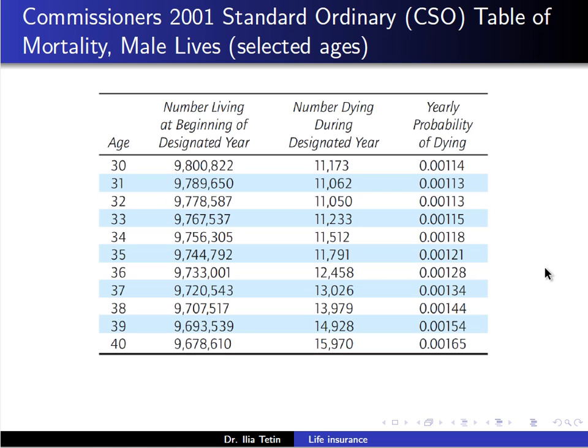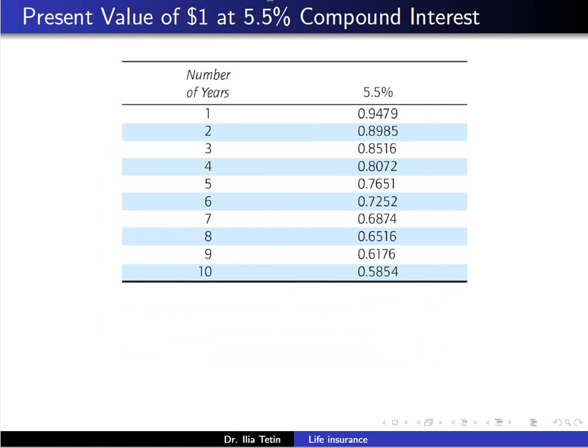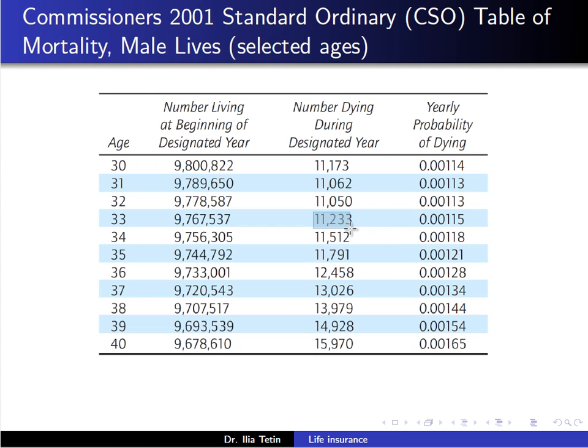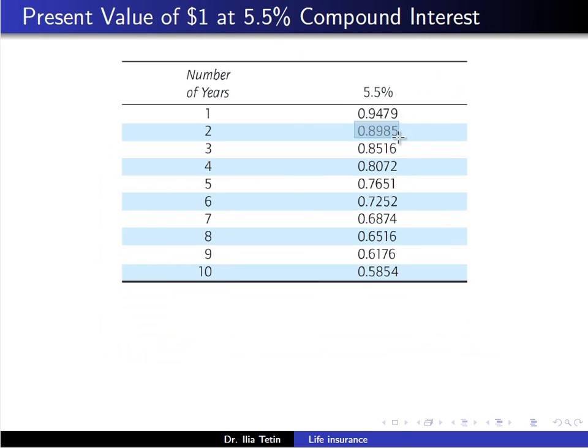So because the amount needed to pay second year death claims will not be needed for 2 years, it can be discounted for 2 years. Thus, for the second year, we have 0.8985. So the amount of 1000 times this value divided by this value times this value will give us 1.3.